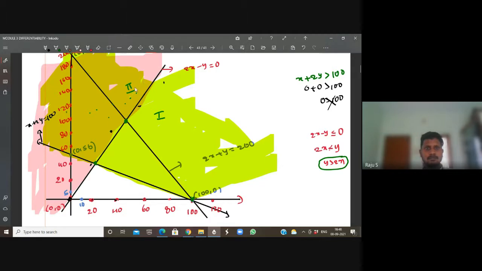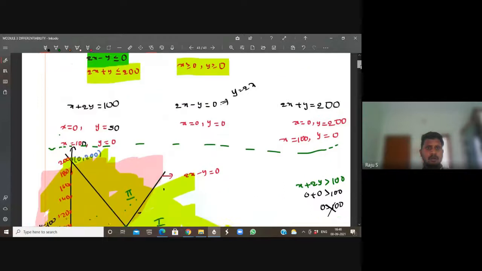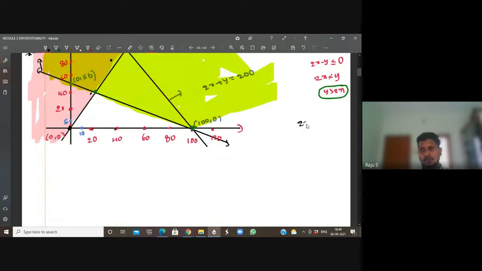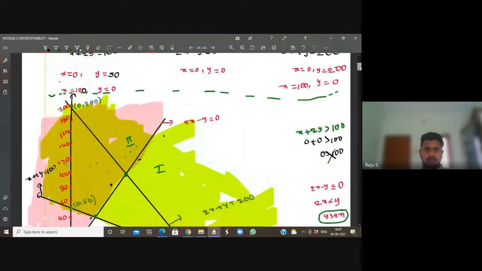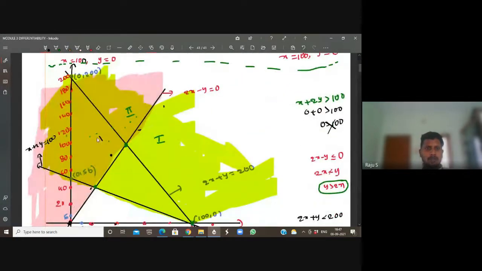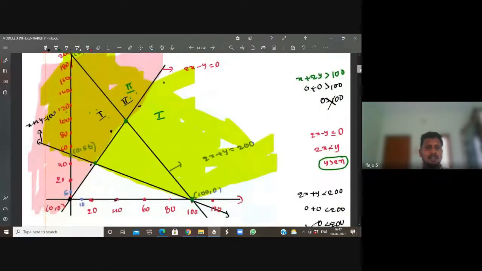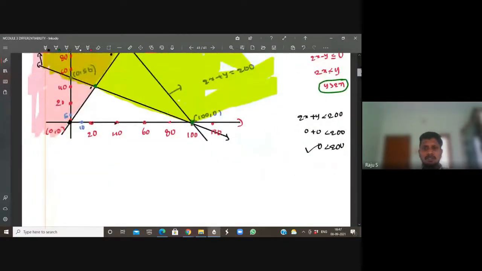Next, the third inequality is 2x plus y lesser than 200. When I substitute 0, 0, it is 0 lesser than 200. It is true. This line also has two parts, part 1, part 2. What is the solution region number? Part 1 contains the origin, part 2 is different. So part 1 is the solution because 0 comma 0 is one solution.